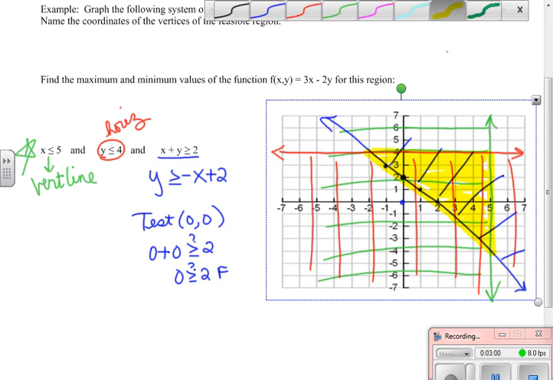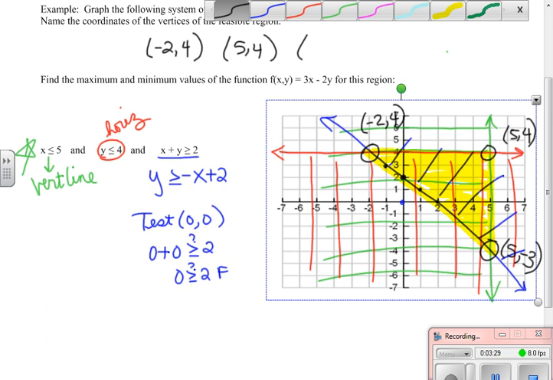So the first part says name the coordinates. This is a lot like what we did in 3.3. So our coordinates are right here at negative 2, 4, right here at 5, 4, and right here at 5, negative 3. So that's the coordinates: negative 2, 4, 5, 4, and 5, negative 3.